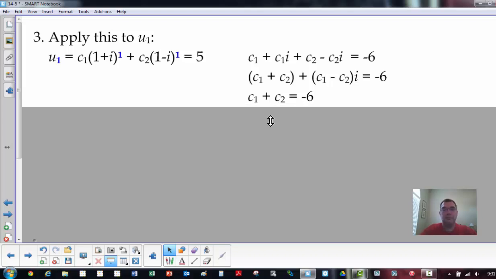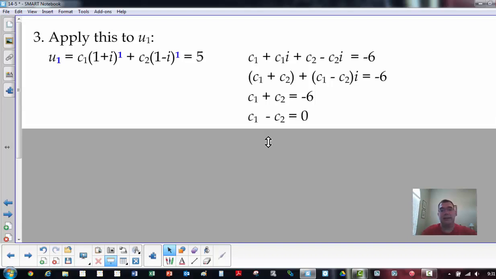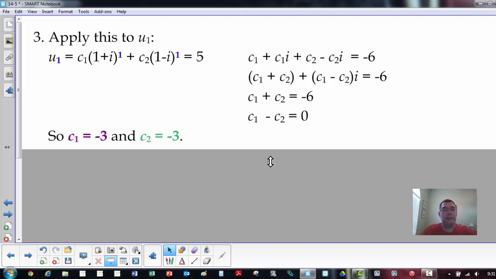Or c1 plus c2 has to equal negative 6. And the reason that I did that is because if you look at the number on the right, it's negative 6. That's a real number, and there is no imaginary part to that. So I know that if I subtract the c1 minus c2 in order to figure out this coefficient of i, then I will get 0. So c1 minus c2 is 0. I really only need to do that. I really don't need to look at the second term. So I know that c1 is negative 3 and c2 is negative 3.